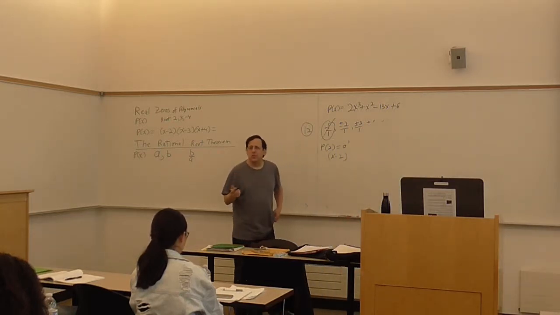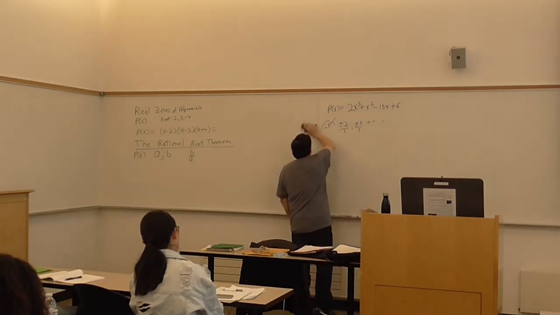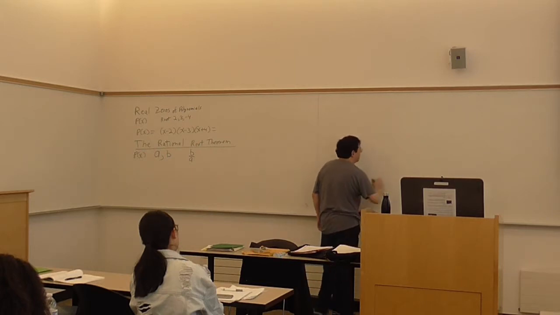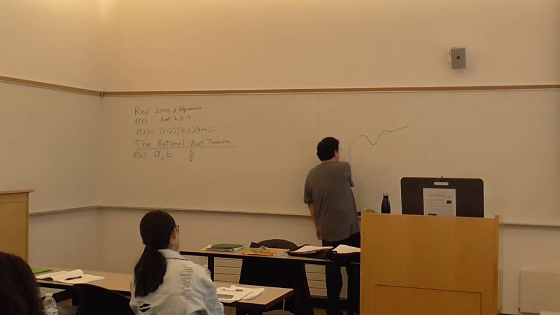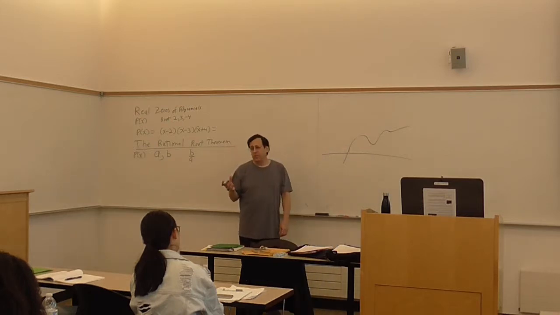The first thing you have to do, you have some polynomial somewhere, right? And you don't know what it looks like. And somewhere, maybe it crosses the x-axis. The first thing you have to do is find a place where it crosses the x-axis. So how could you do that?